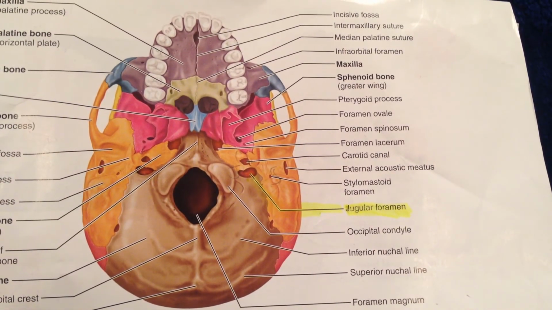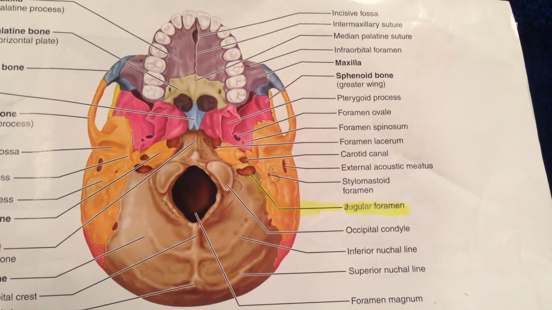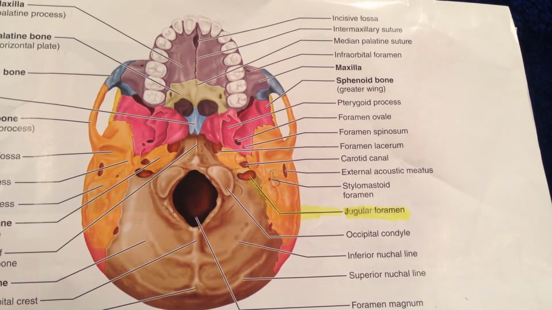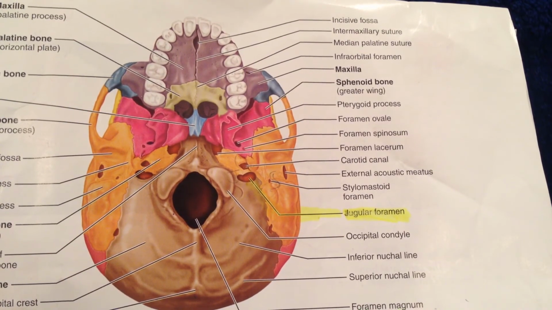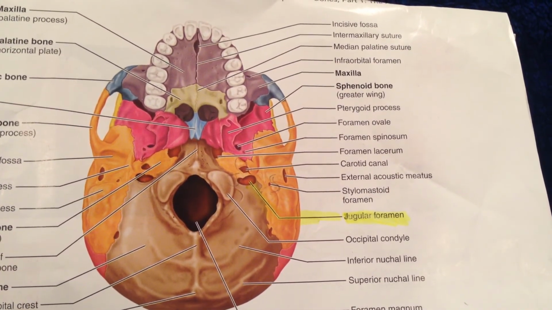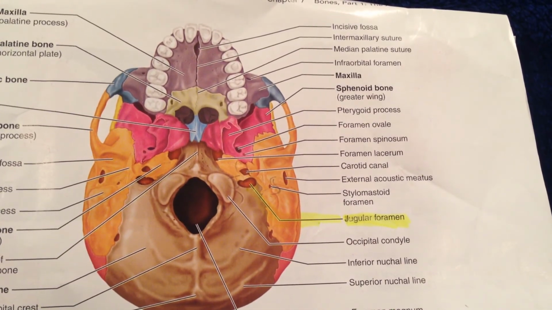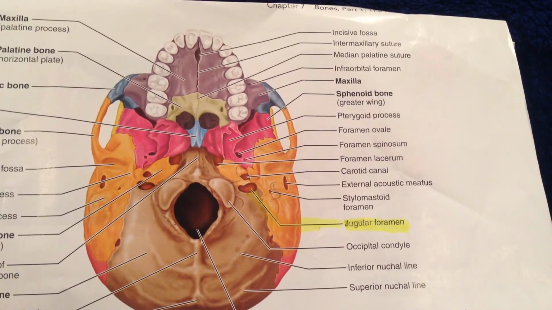Foramina are holes for passage of arteries, veins, and nerves. Highlighted in yellow, the jugular foramen is located in the petrous portion where it meets the occipital bone. In this foramen, the largest vein of the head, the internal jugular vein, and the cranial nerves 4, 5, and 6 use this foramen as a passageway.